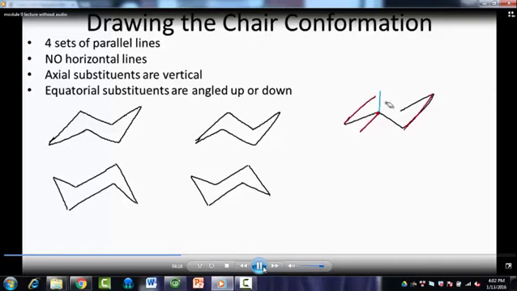And then if you get really fancy, you know that blue axial substituent should be in front of the bond behind it, so you can erase the bond behind it and then draw a little break to show that the axial substituent is in front. That's really like chair drawing 2.0. When you get fancy and draw the little break.